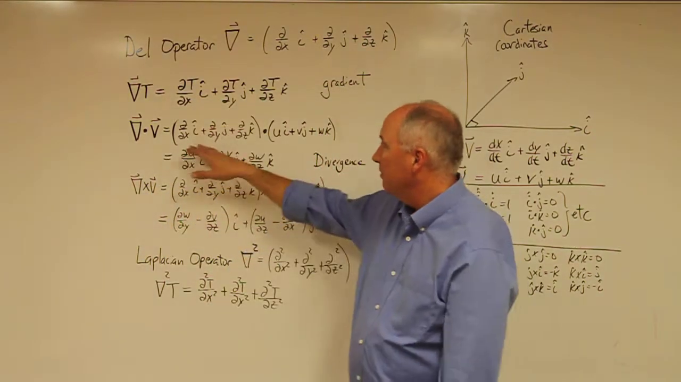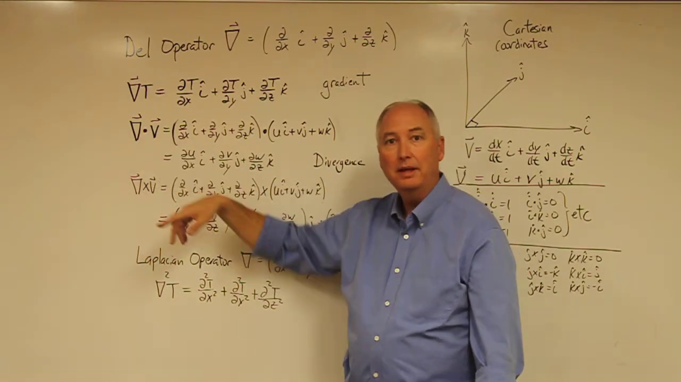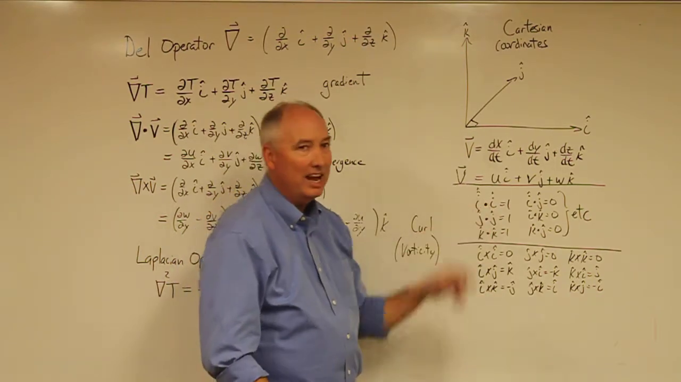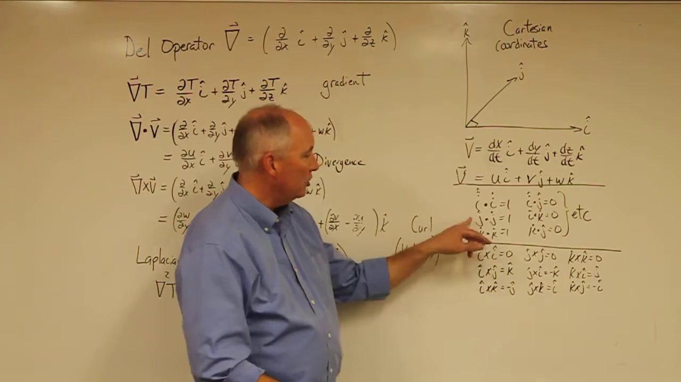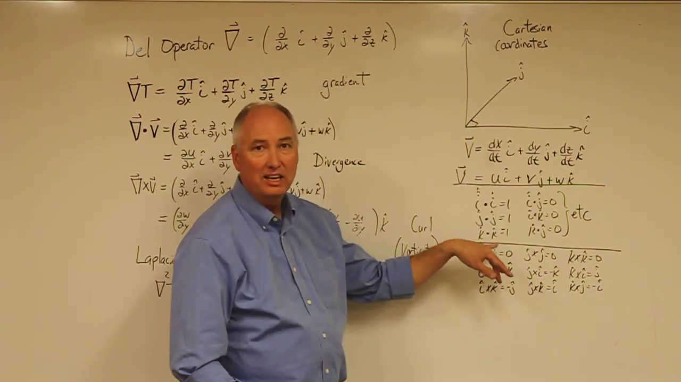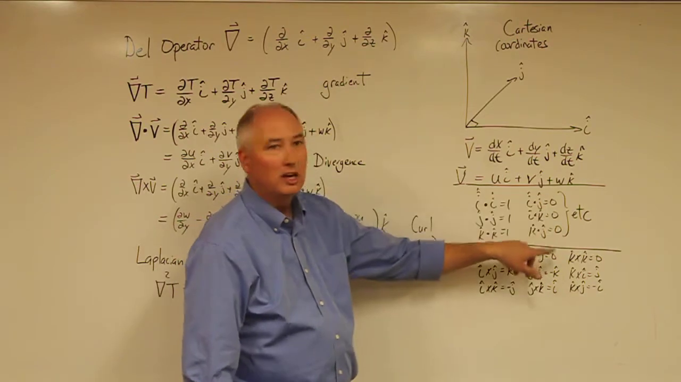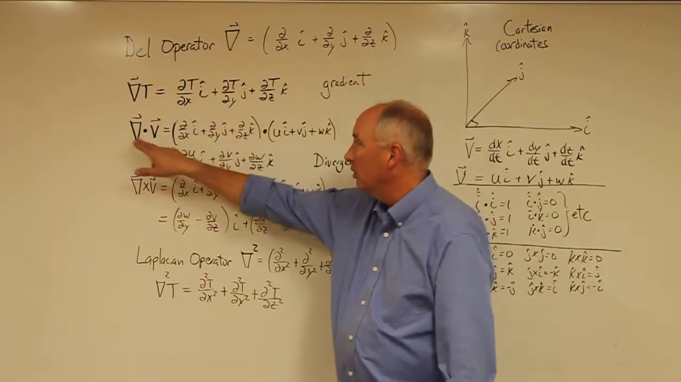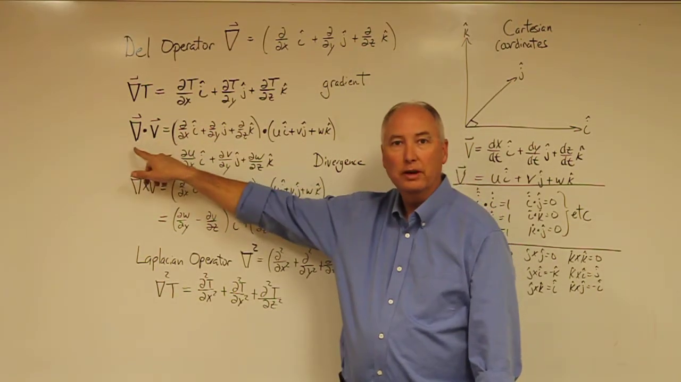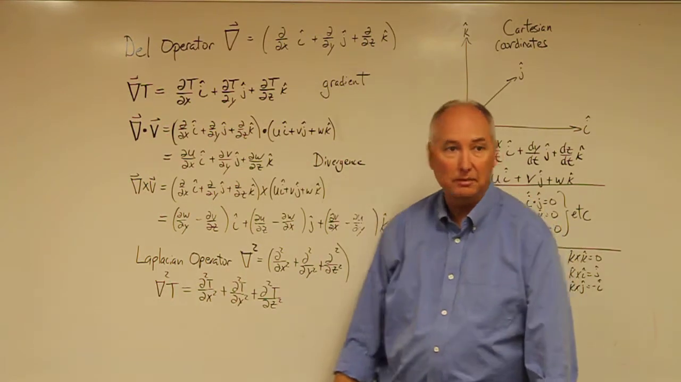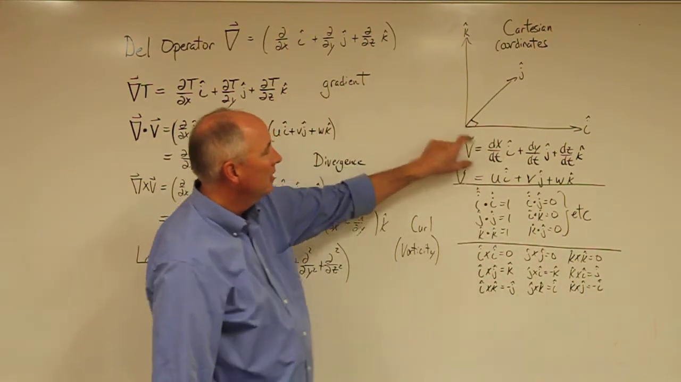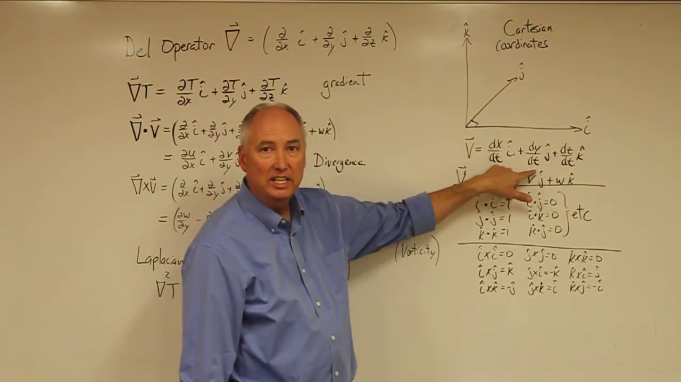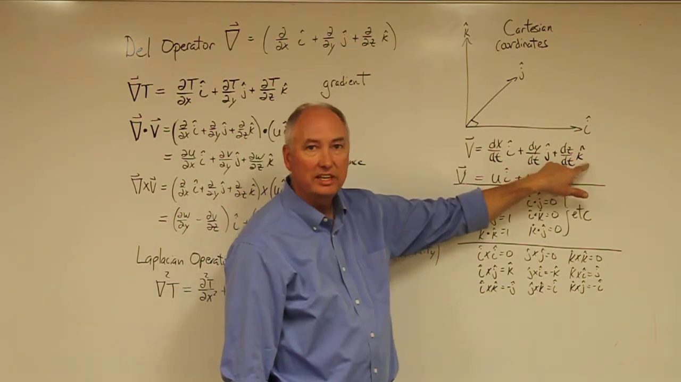So the next thing we can do is the dot product. If you want to remember what the dot product is, basically i hat dot i hat is equal to 1, j hat dot j hat is equal to 1, and k hat dot k hat is equal to 1. All other combinations are essentially equal to 0. So in this case, we're going to do the dot product of the del operator and the velocity vector V. The velocity vector is dx by dt in the i hat direction, plus dy by dt in the j direction, and dz by dt in the k direction.